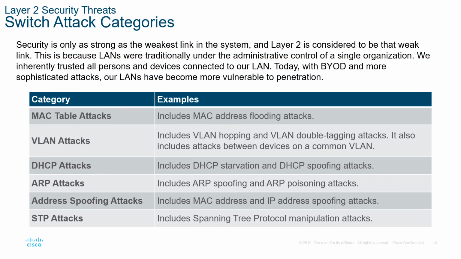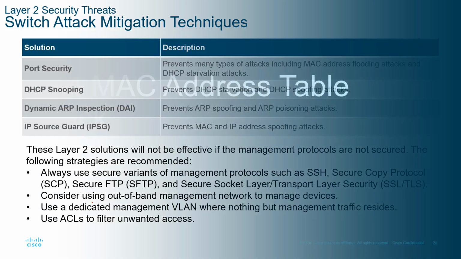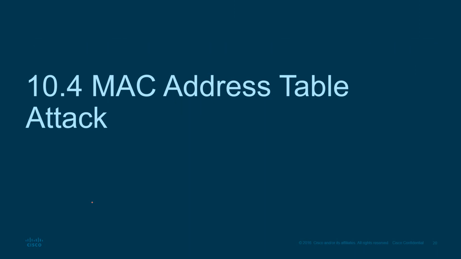I'm going to go back one slide. So we have these 6 common types of attacks: MAC, VLAN, DHCP, ARP, address spoofing, STP attacks. Alright, so let's talk about our MAC address table based attacks.